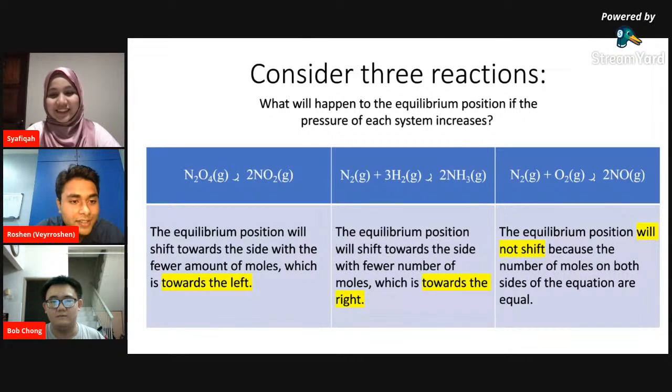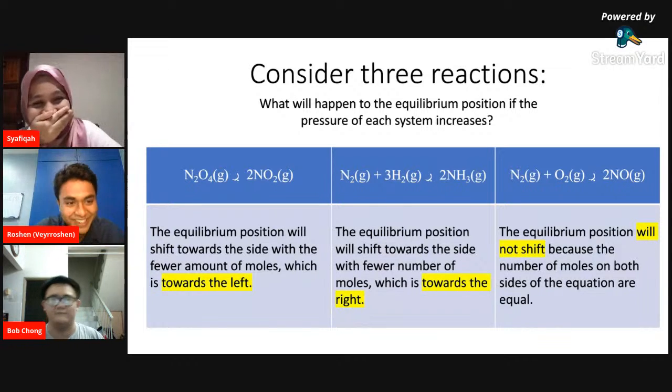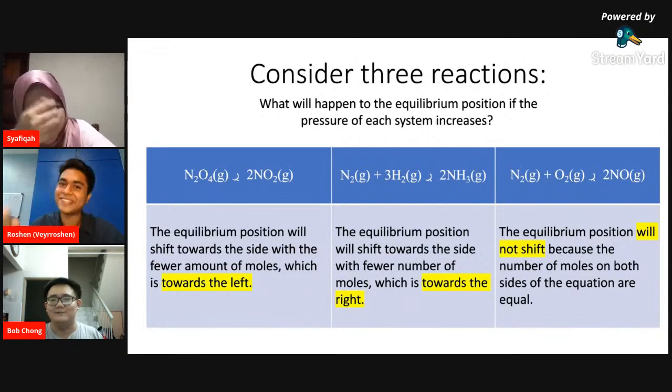The product side. Yes. More moles of gas is on the right-hand side. What about fewer moles of gas? Fewer, the other side. This side more means this side less, right? Okay. Of course. So, pandai lah, Rushen. Yes, I know. Thank you.